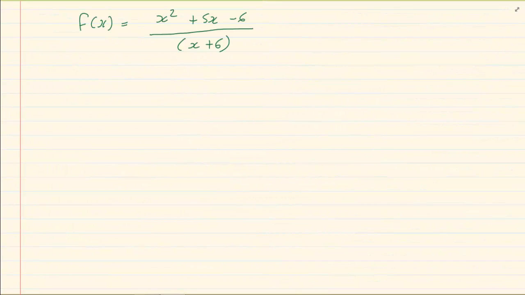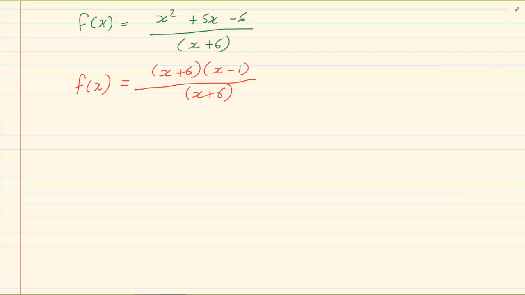Now notice the denominator is two terms. You are not allowed to do derivative of the top and then derivative of the bottom and say, okay, here's my answer. You can factorize the top. What does the top become? It becomes x plus 6 into x minus 1 all over x plus 6. But remember, this is still f of x. Now this cancels out, so my f of x is now x minus 1.